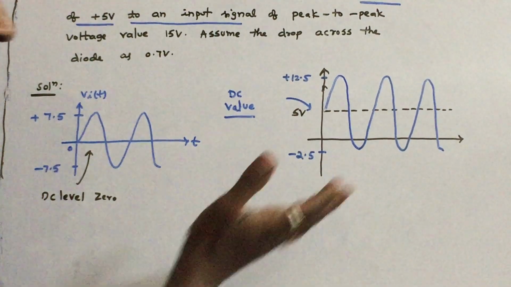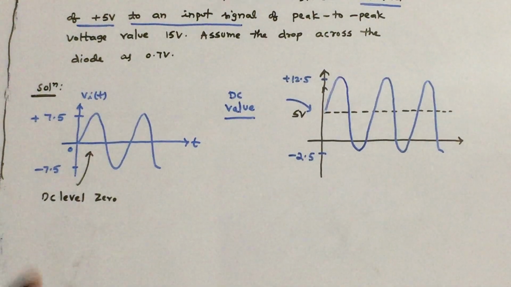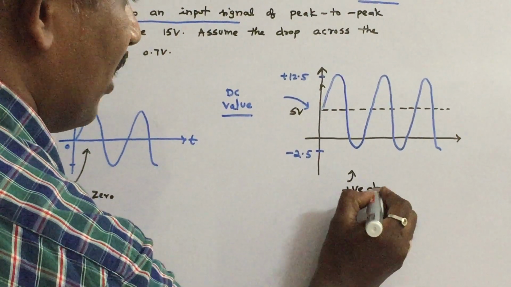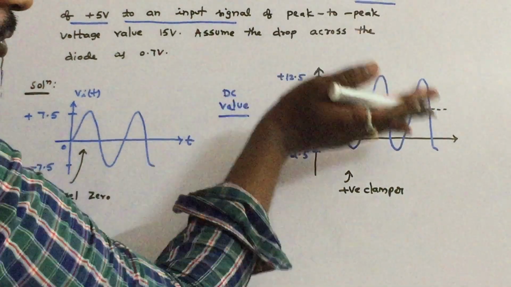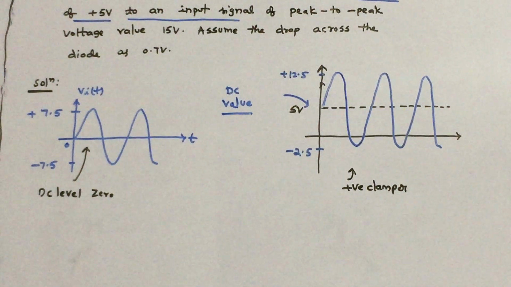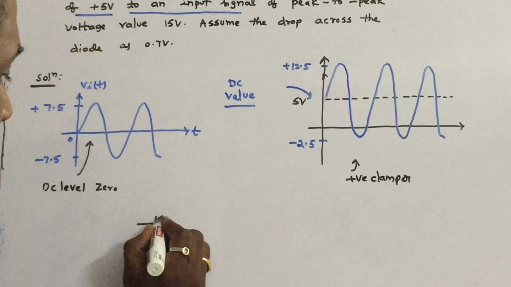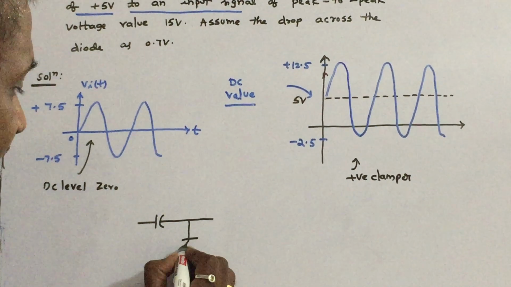So what type of clamper is it? It is a positive clamper. Remember that. The first point you have to observe is that it is a positive clamper circuit, because the entire portion is moved to the positive side. The positive clamper circuit is very simple. As you know how to draw the positive clamper, the diode will be in reverse direction.